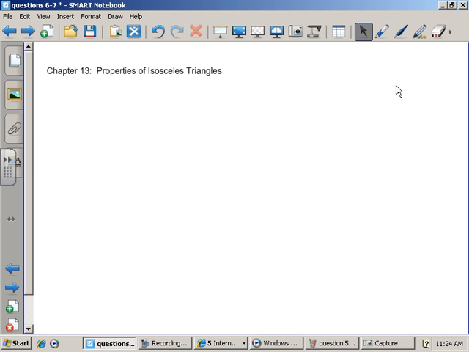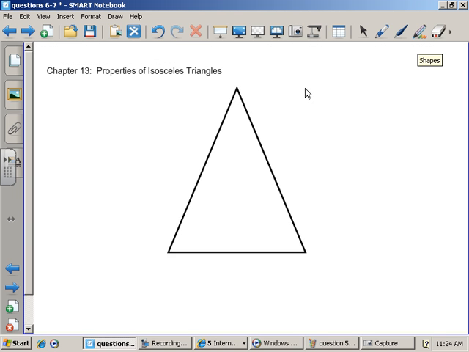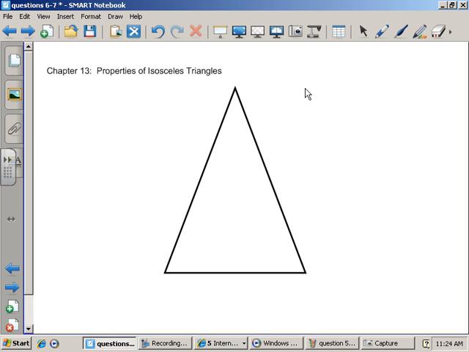Today we're going to be talking about properties of my favorite kind of triangle, an isosceles triangle. And if you remember, an isosceles triangle is a triangle where two sides are equal and one side is different. So I'm going to draw my isosceles triangle right here. So in this isosceles triangle, this side is the same as this side.